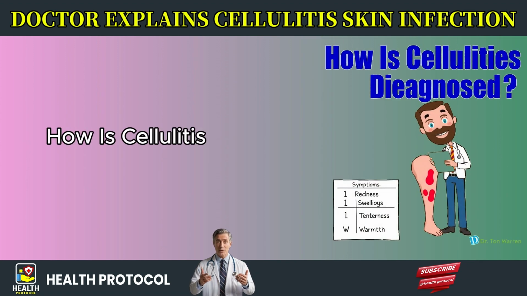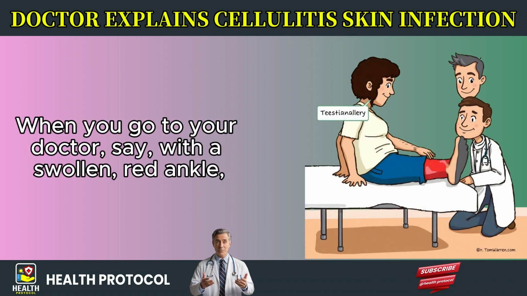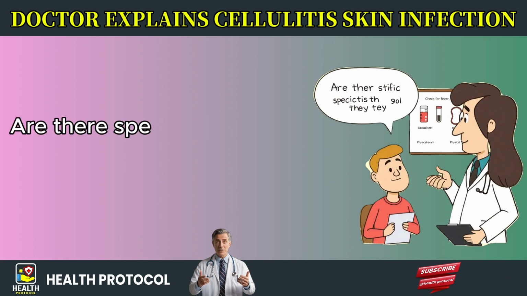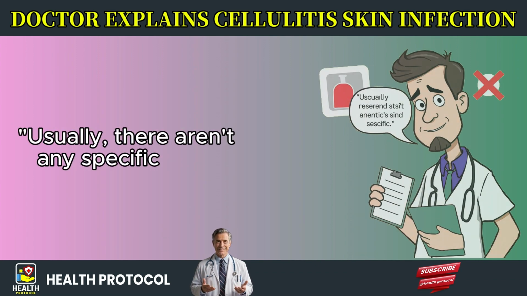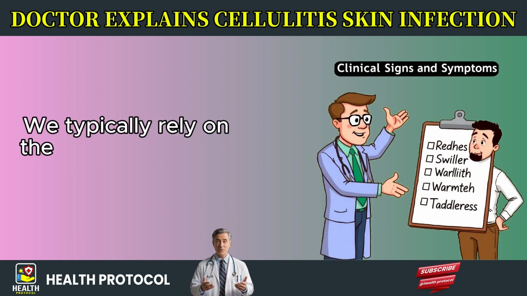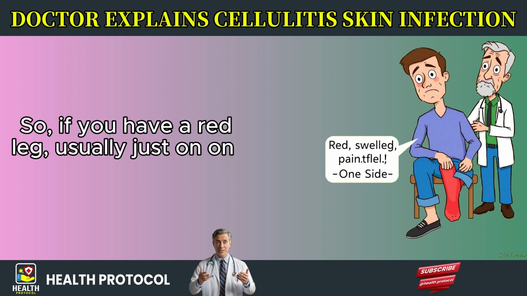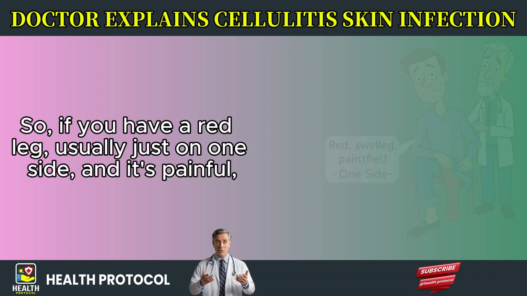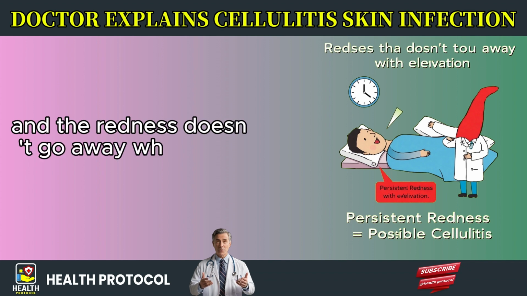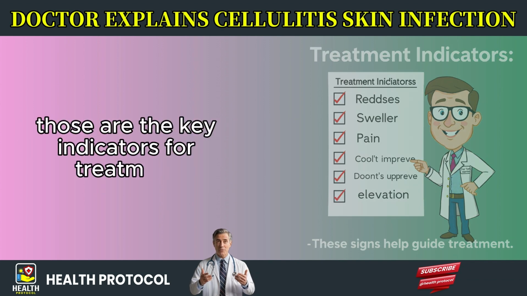How is cellulitis diagnosed? When you go to your doctor, say, with a swollen red ankle, how do they diagnose it? Are there specific tests they do? Usually, there aren't any specific tests. We typically rely on the clinical signs and symptoms. So, if you have a red leg, usually just on one side, and it's painful, and the redness doesn't go away when you elevate your leg, those are the key indicators for treatment.